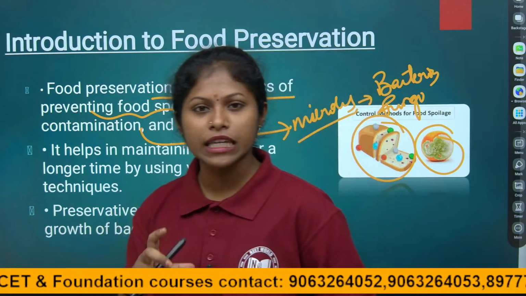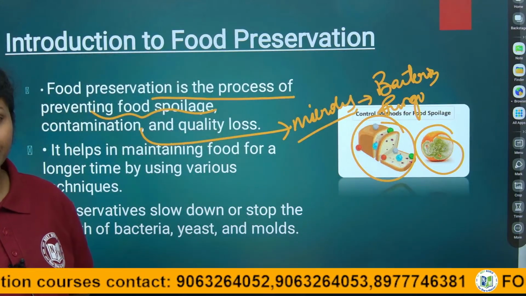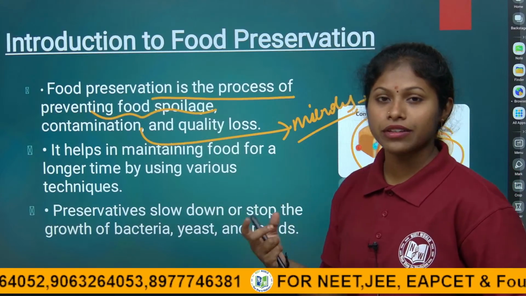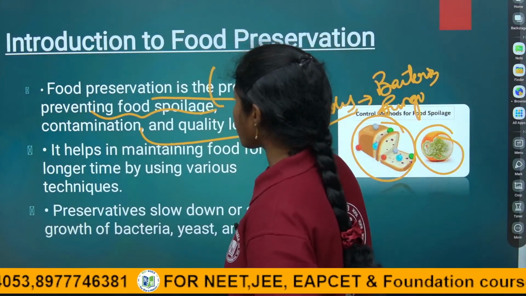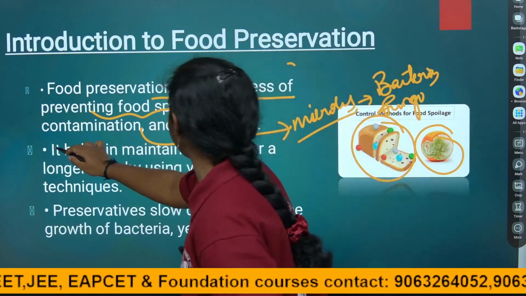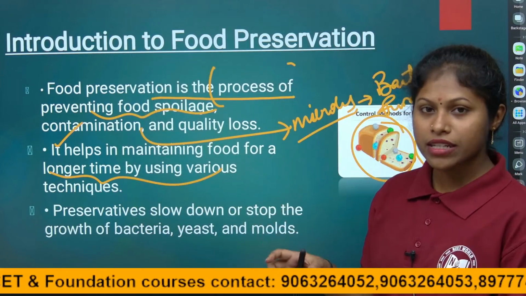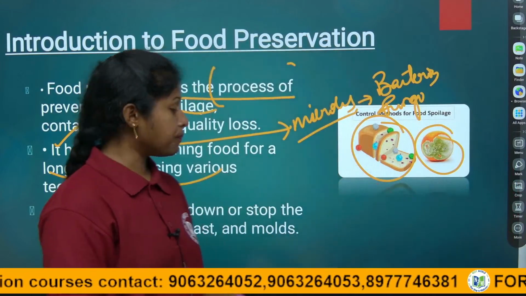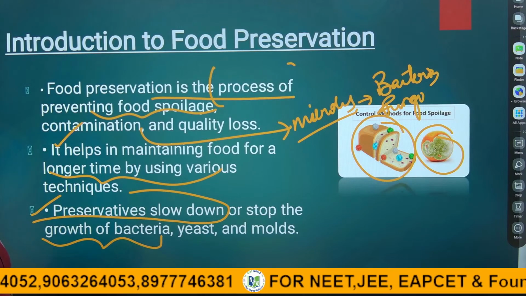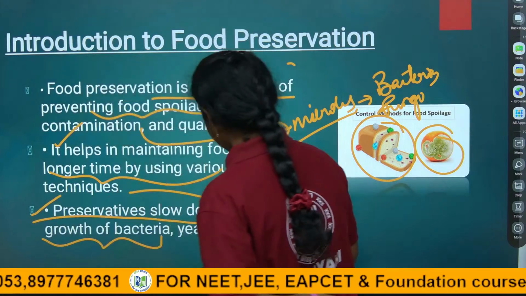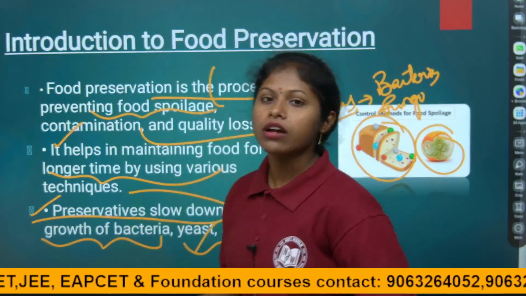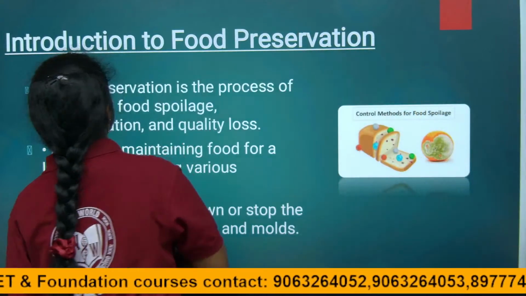Food spoilage is nothing but chemical substances which are harmful to the human body being present in the food. When they accumulate, when the food is outside in the conditions of the environment, it makes the food spoiled. Food preservation is the process of preventing food spoilage; contamination should not be allowed. It helps in maintaining food for a longer time by using various techniques, making the life period of food longer. Preservation slows down or stops the growth of bacteria, yeast and molds. Yeast and molds, as fungi, grow more on the food and may spoil it. So this is the introduction of food preservation.